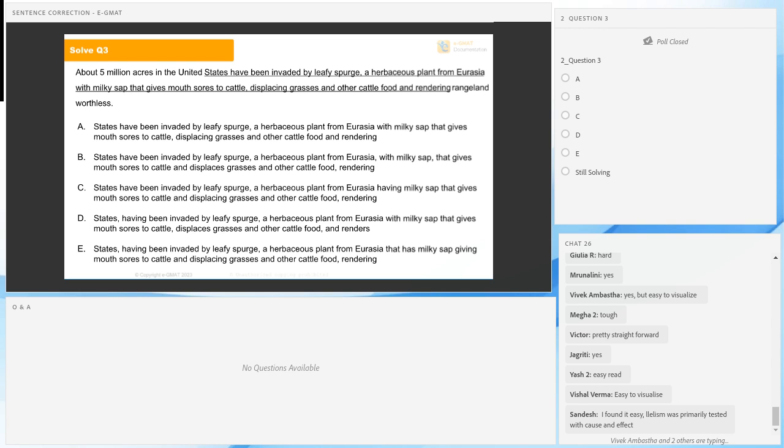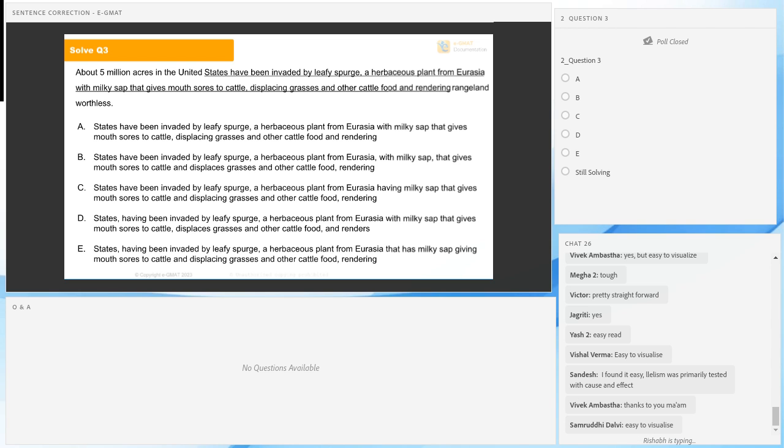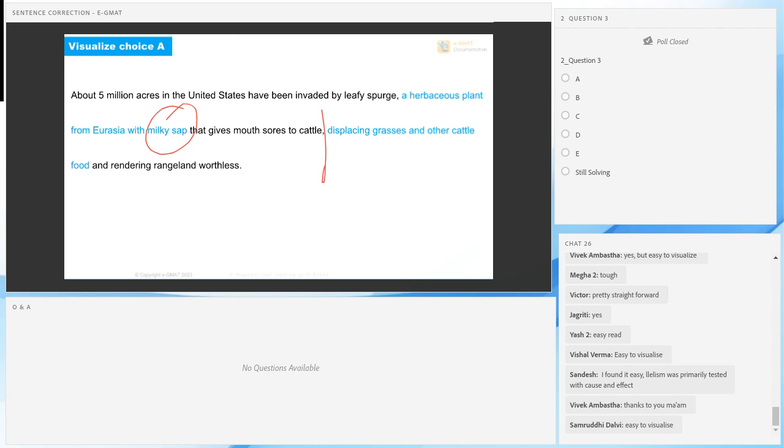Okay. So let's see this. Good. Okay, let's remove this. About 5 million acres in US have been invaded by leafy spurge. When you read this first portion in black font, what sense do you get? How do you visualize it? And I want you to write that visualization in words right now. Because that's how I want you to do that when you're solving questions outside of this session.